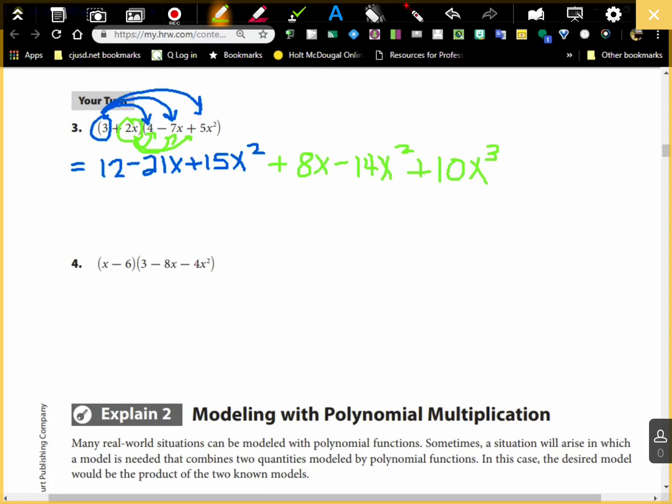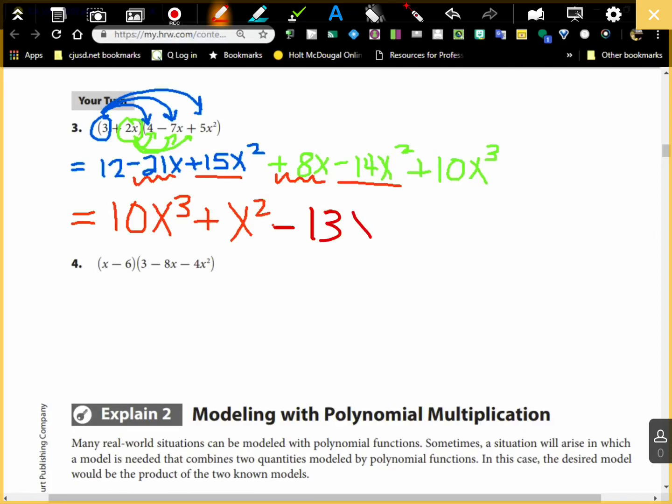All right, so now we want to combine our like terms. So what should come first? Good. What should come next? Okay, so 15x squared minus 14x squared was x squared, good. Then negative 21x and 8x make negative 13x. And then that leaves me with 12 on the end.